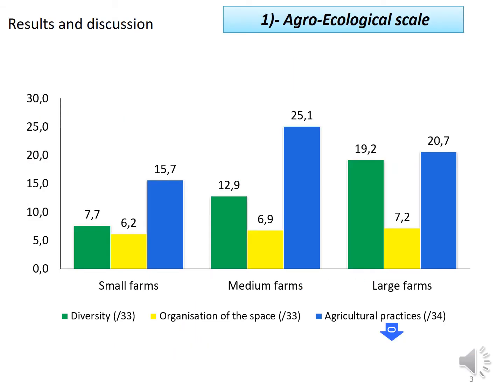In order to obtain the main results, let's start with the agroecological scale results. The agroecological scale is composed of three components: diversity component in green color, organization of the space component in yellow color, and agricultural practices component in blue color. The three components are of equal importance. The lowest scores are noted for small farms.